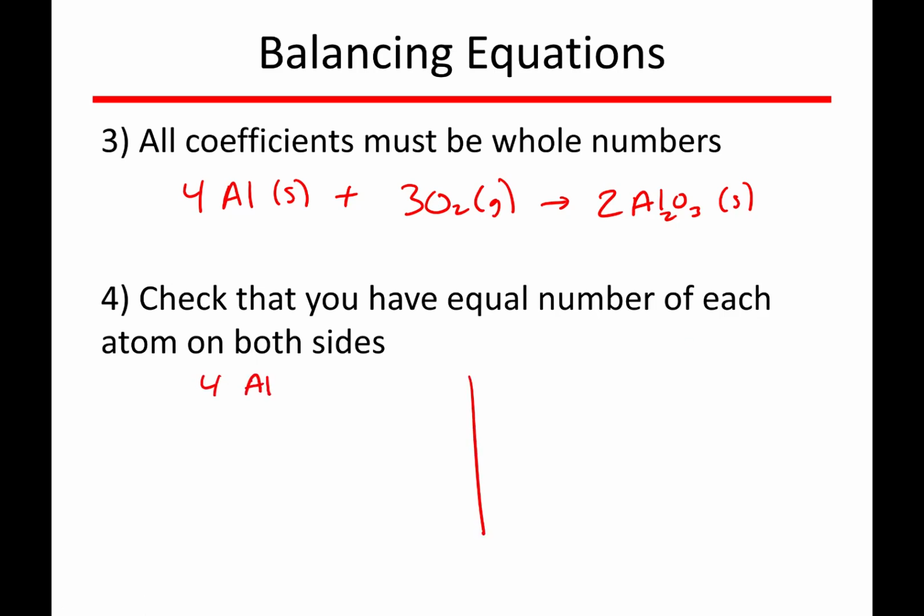On the right-hand side, we have 2 times 2 gives you 4 aluminum atoms. We have 3 times 2 gives you 6 oxygens. And on the right-hand side, you have 2 times 3 gives you 6 oxygens. And so this is balanced.